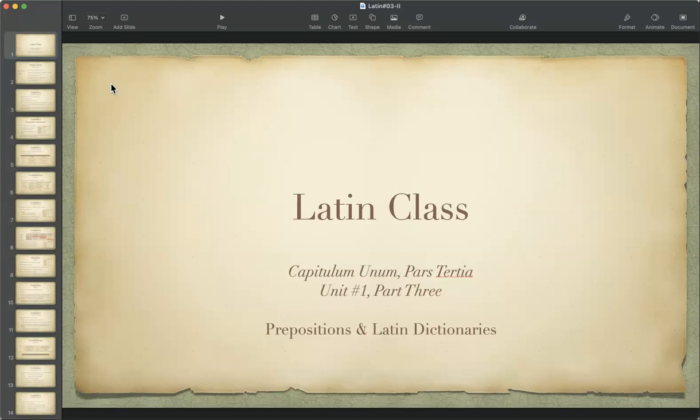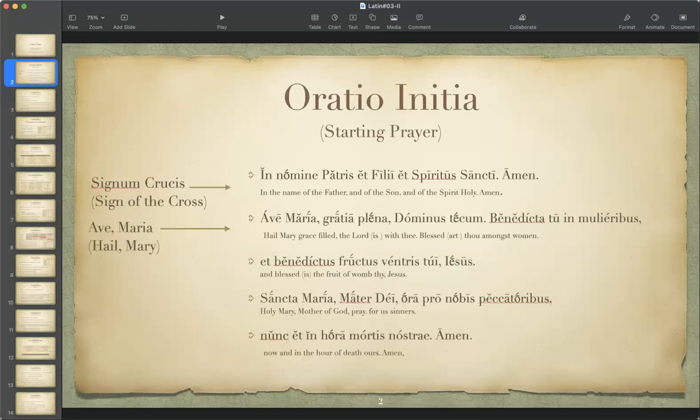All right. We're going to do prepositions and we're going to look at Latin dictionaries. So let us begin with our opening prayer, and I will mute everybody and we will get started.